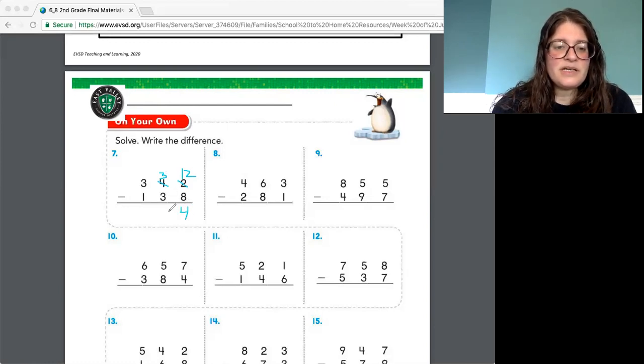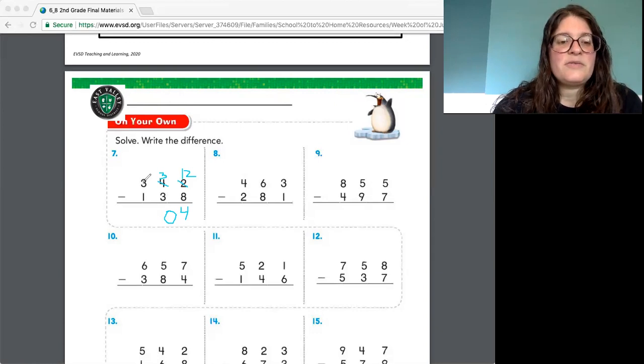3, take away 3 is 0. I didn't have to regroup again because the bottom wasn't bigger than the top. 3, take away 1 is 2. And I'm trying to write the numbers right underneath their place value there. So that's a little review for subtraction. And I want you to try it.